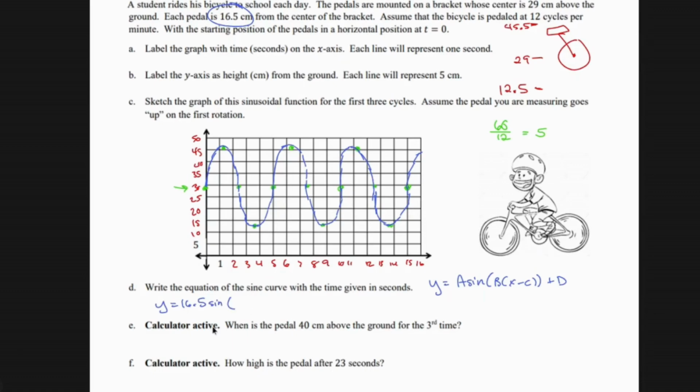Okay. What I don't have is my frequency, but I have my period, and so frequency is going to be 2 pi over my period. So 2 pi over 5. We're not shifting left or right, so I could just put minus 0, so just regular x will come along for the ride. And my midline was 29, so plus 29.